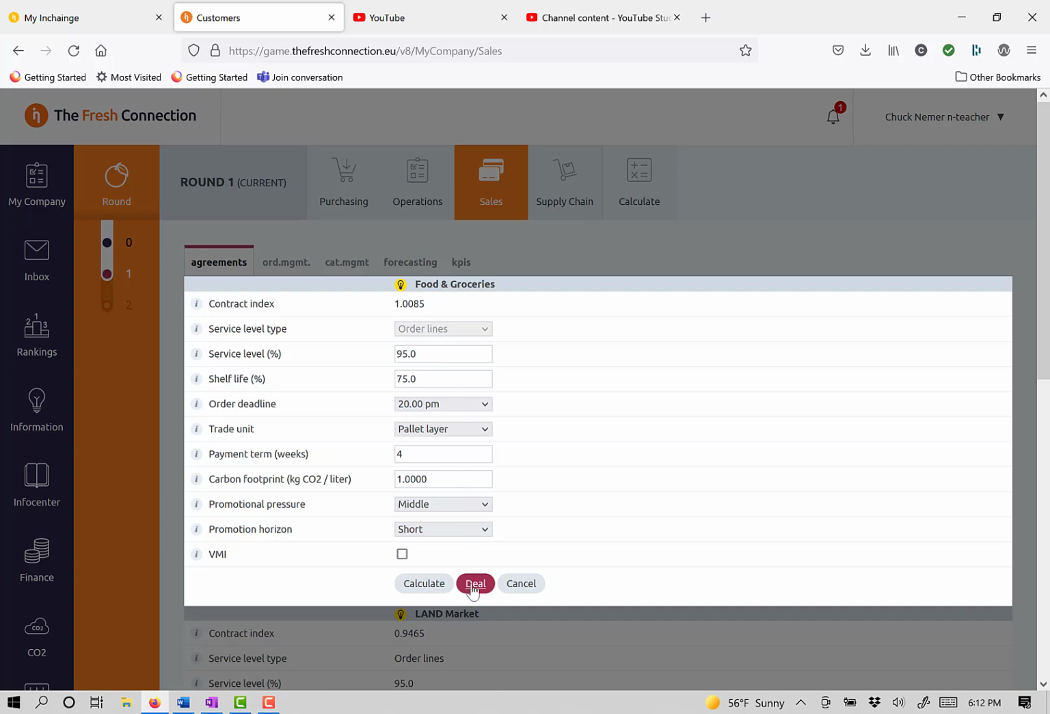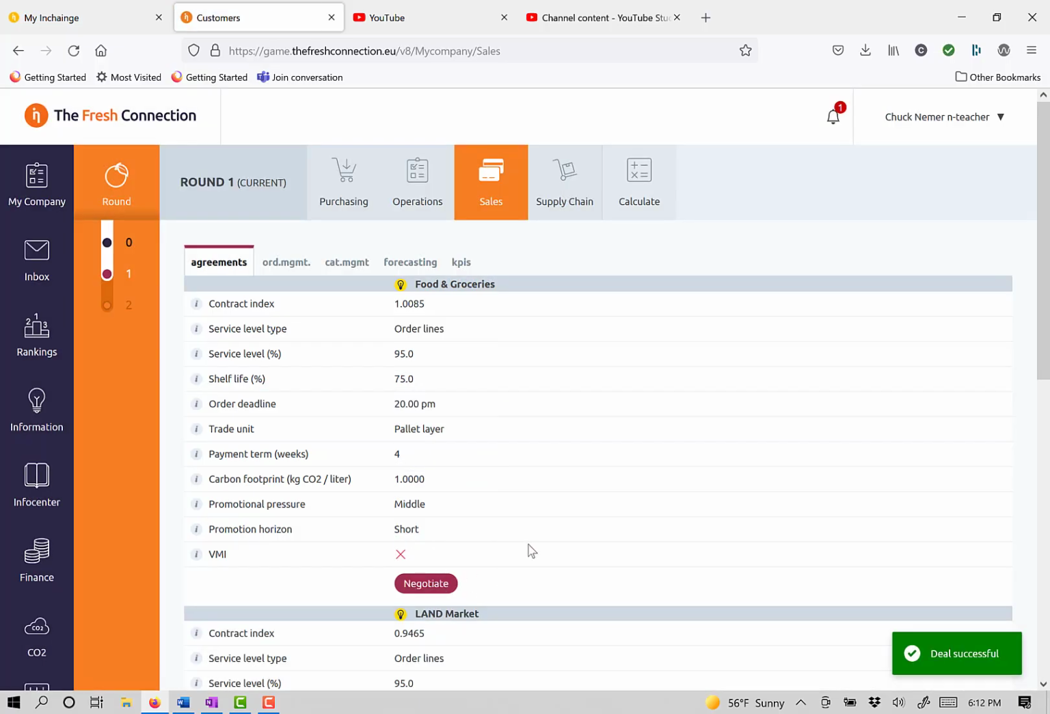So if you like it, you hit deal. If you don't like it, you change something and hit calculate. So I'm going to hit deal. And you can change this as many times as you want to renegotiate, as long as you have your decisions in by the time your professor or your faculty person says decisions have to be in by.